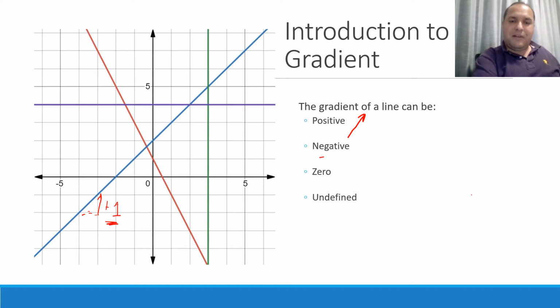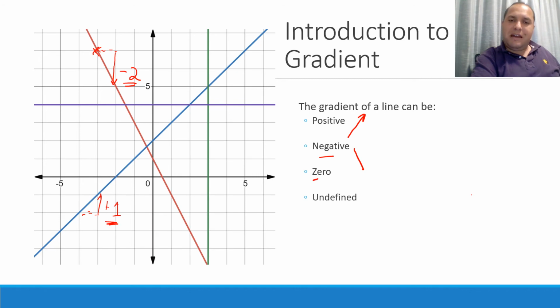A negative gradient means we're going downwards. So that would be this red line here. So let's take our point here. If we go 1 square across, to get back to our line, we go 2 squares downwards. Negative 2, going down 2 squares. So that's our negative gradient.